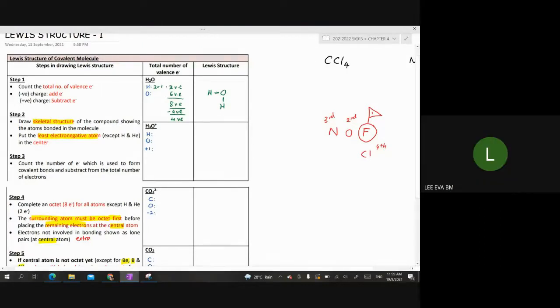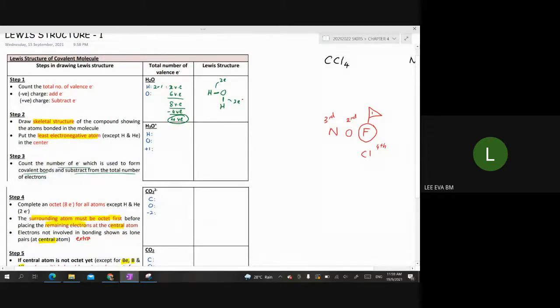Because over here we have 2 electrons. A single bond has 2 electrons. Over here, 2 electrons. That's why we subtract 4 electrons. So over here, count the number of electrons used to form covalent bonds and subtract from the total number. And then this one is the remaining. You have 4 electrons remaining.